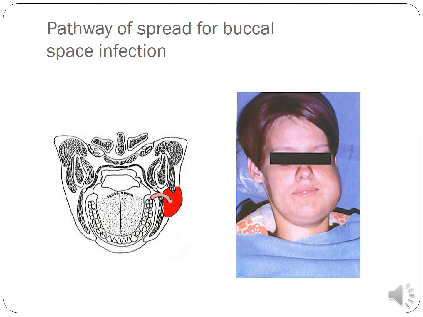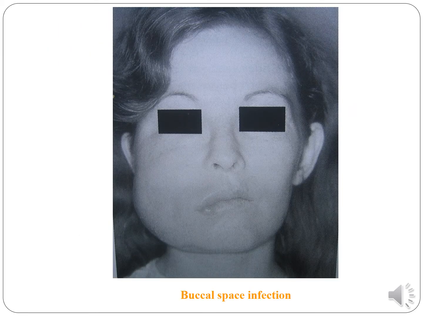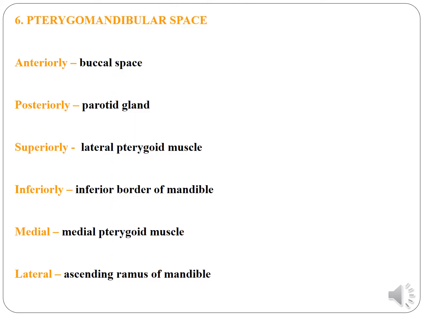This is a list of pathways of spread of buccal space. The pterygomandibular space is bounded anteriorly by the buccal space, posteriorly by the parotid gland, superiorly by the lateral pterygoid muscle, inferiorly by the inferior border of the mandible, medially by the medial pterygoid muscle, laterally by the ascending ramus of the mandible.